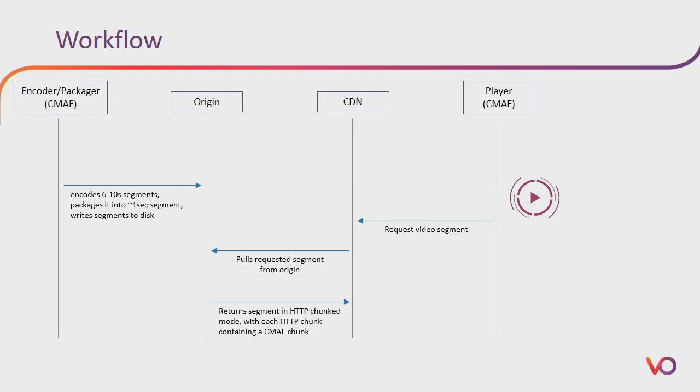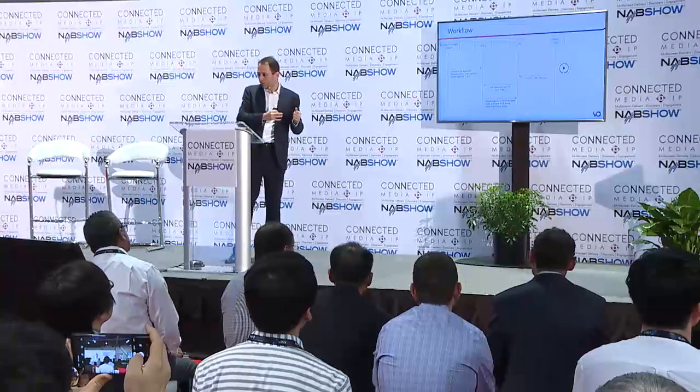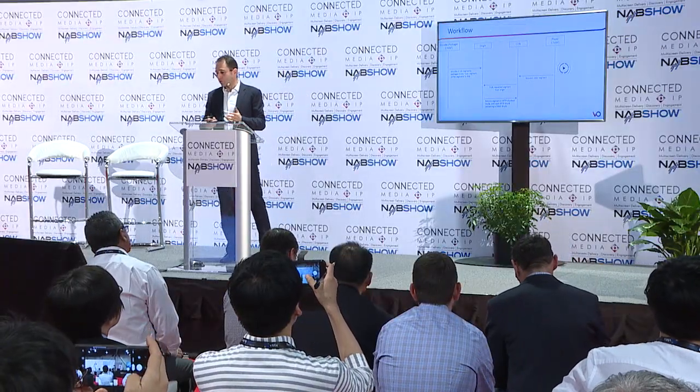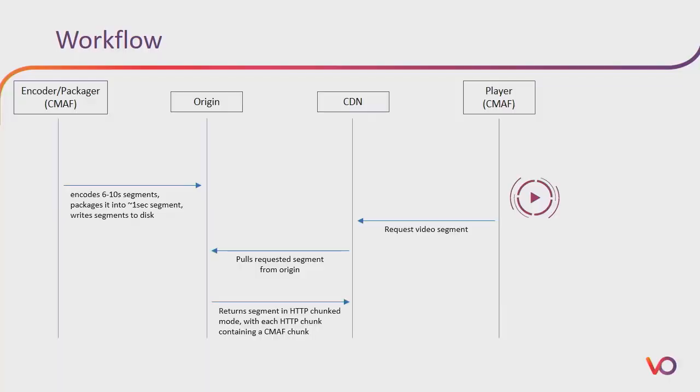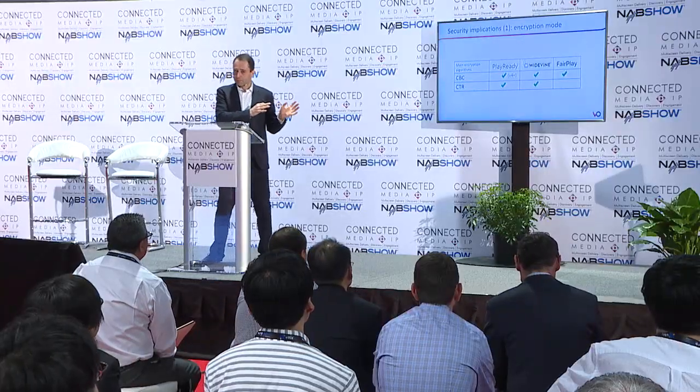So the origin server on the backend side will return the stream through an HTTP chunk system instead of regular streaming as it is done without CMAF. And then the CDN will relay this, and on the device side you get the playback. Okay, so this is how this is working from a high-level point of view. So this was with clear streams.